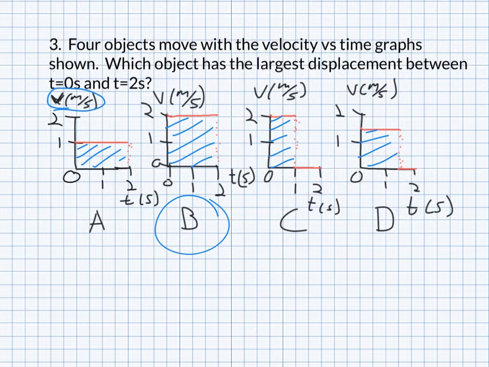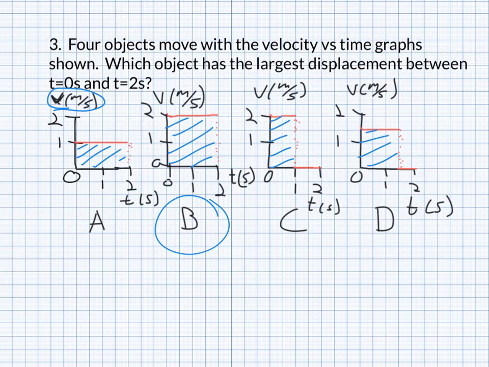So this thing went 4 meters. And then I think the first one went 2. 1 times 2 is 2. The second one went 2 as well. And the last one, 1.5 by 1.5, is 2.25, I believe. But graph B is the clear winner in this case.